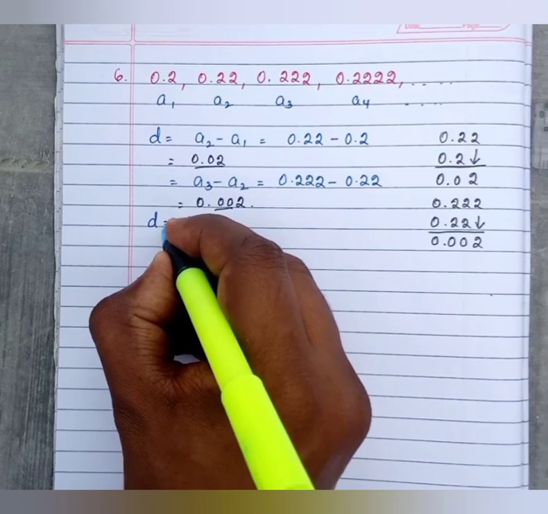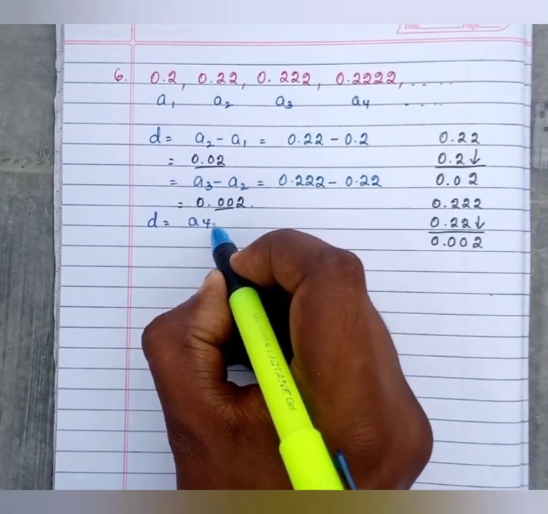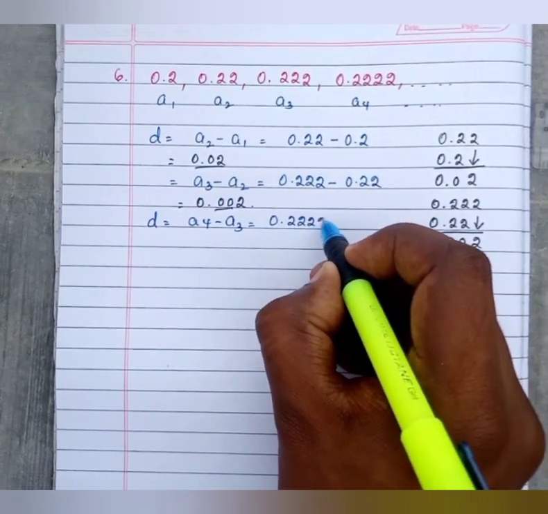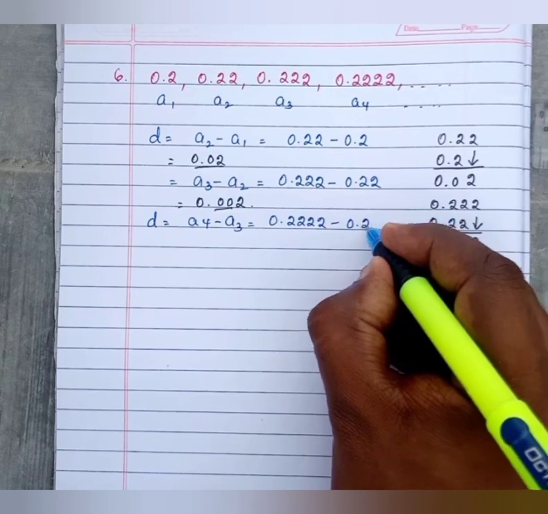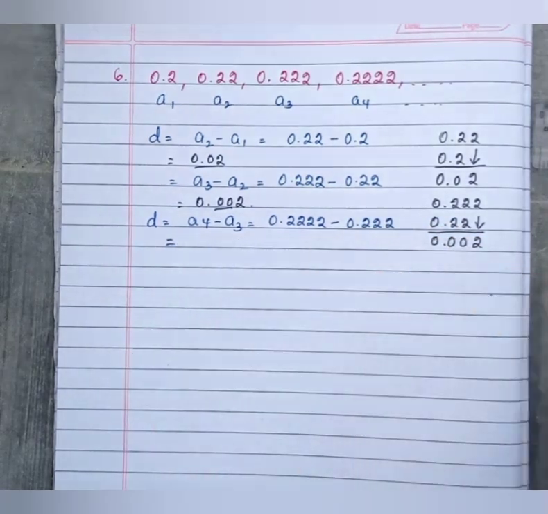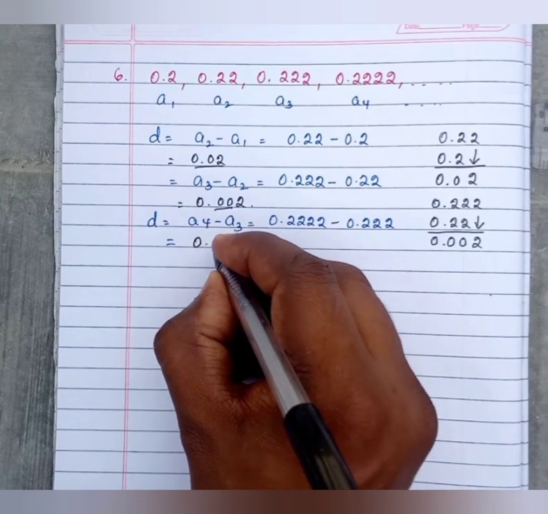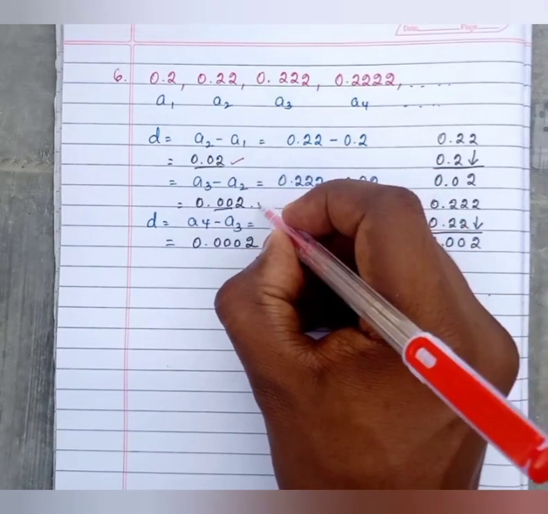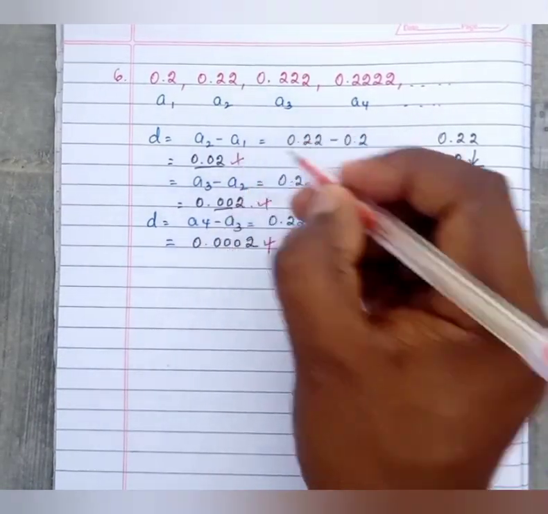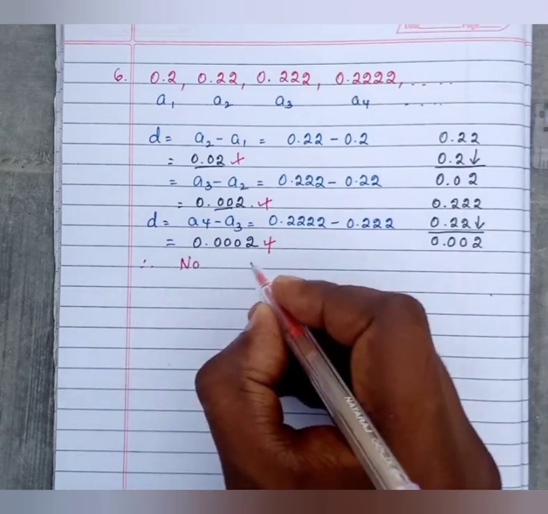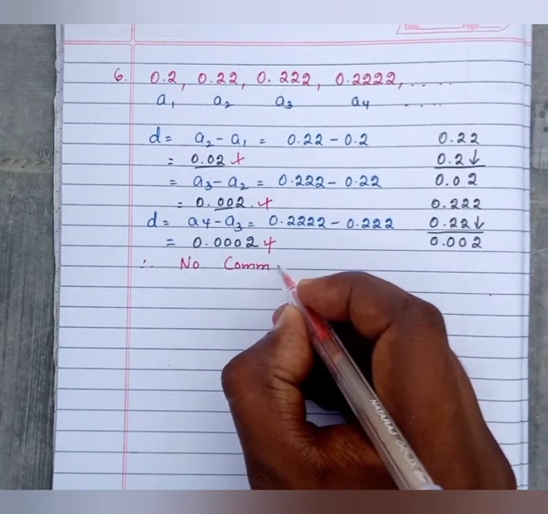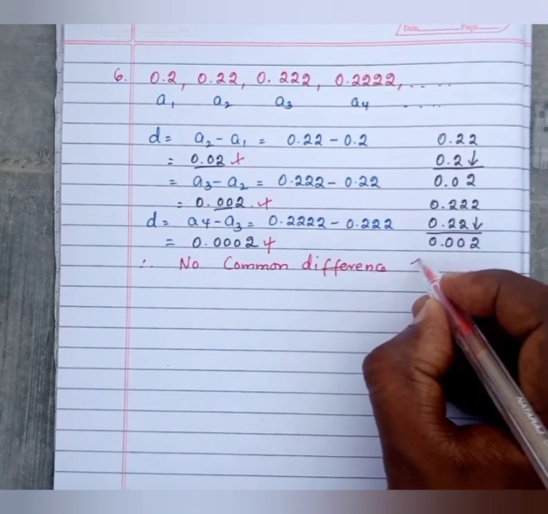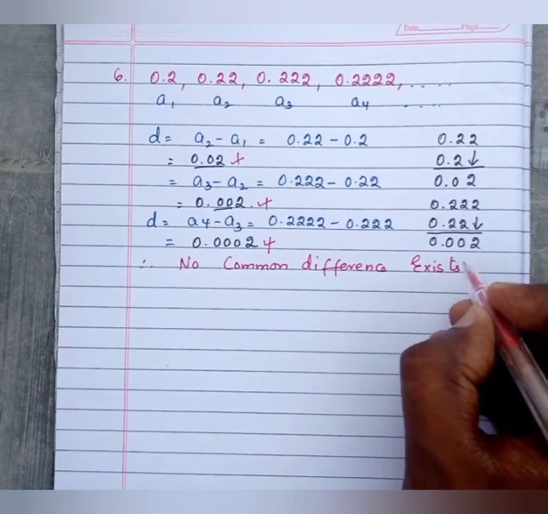Now again D equals what? A4 minus A3. Directly we can write that the given list does not form an AP, but we shall find out A4 minus A3. That is 0.2222 minus 0.222. So we will get 0.0002. If you observe, it does not have a common difference. Therefore, the above list of numbers does not form an AP. No common difference exists.